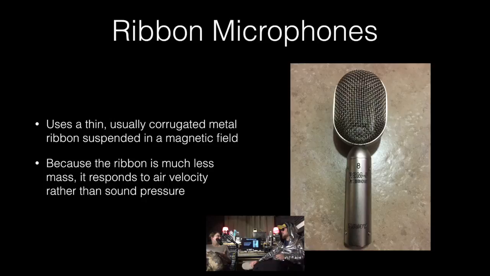That's the tough part with ribbon microphones: they're very susceptible to wind. You would never use them outdoors. But they're not nearly as sensitive as a condenser. And they do a figure 8 pattern.